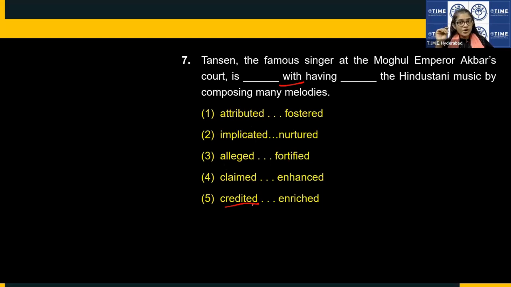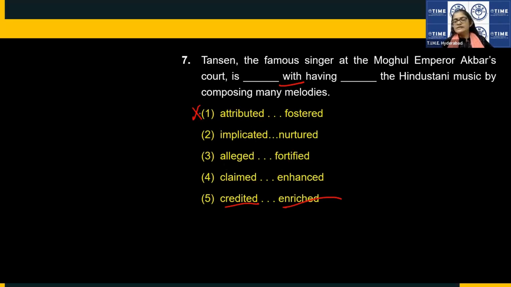In the exam, if you want to cheat, once you get an idea that the first blank may contain this word, you can look for the word in the options and you can see whether the other part is okay. Is credited with having enriched Hindustani music, right? He enriched Hindustani music by composing many melodies. So this is our answer. Is attributed with having. No, something is attributed to somebody. Okay, you don't say somebody is attributed with. Fostered is still okay.